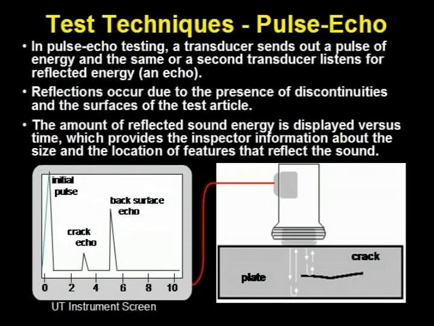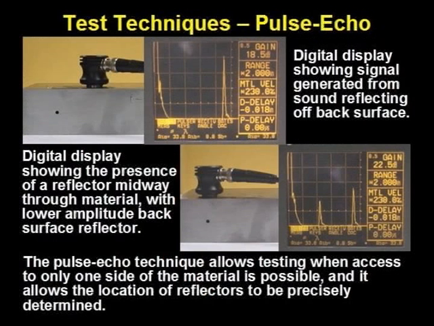The example illustrates the initial pulse, a crack echo, and back surface echo. The times the echoes appear depend upon the round-trip distances. The amplitude of the echo depends upon the distance the sound has traveled and the size and orientation of the reflector. If the crack reflector is large enough, the back surface echo may completely disappear.